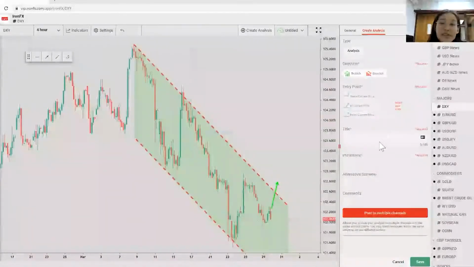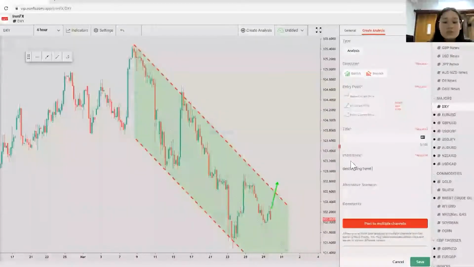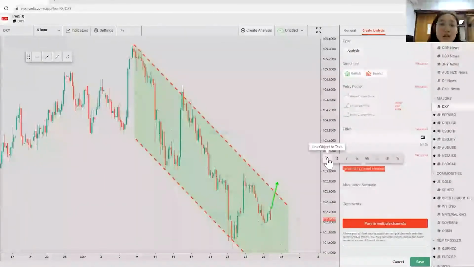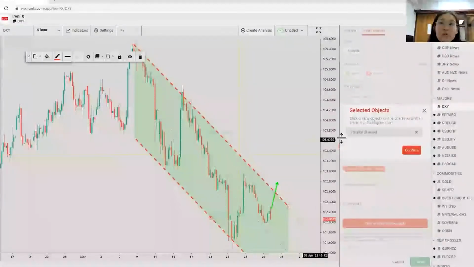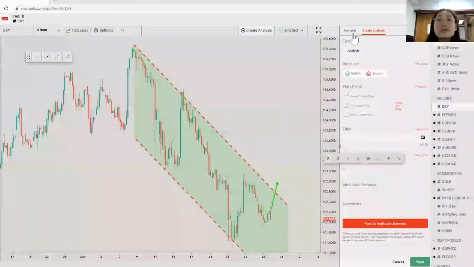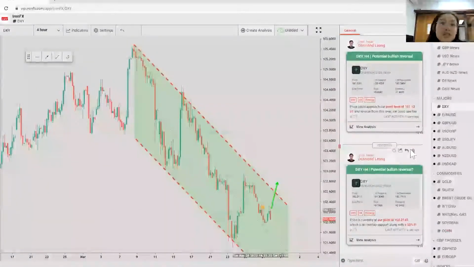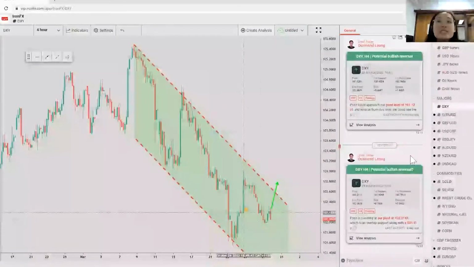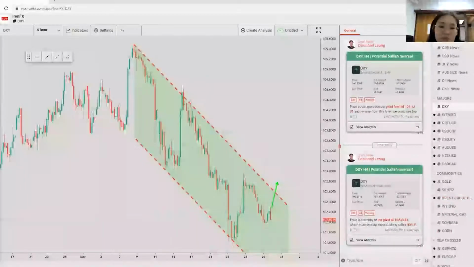So you can indicate the directions, title, preferences. So if I'm gonna write descending trend channel, and I can highlight this, link object to text, and I just click on my parallel channel, confirm, and then I post to multiple channels. And in fact, after creating your analysis, you can tag Desmond or any one of our pro traders to ask them to check your analysis for you. So this is a really good way for you to practice your technical analysis as well.